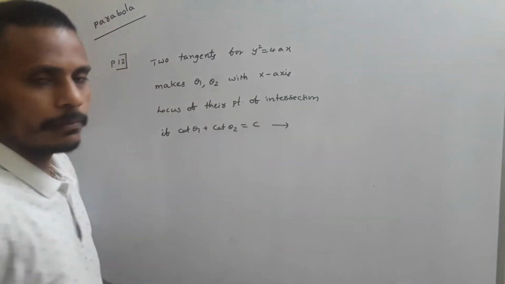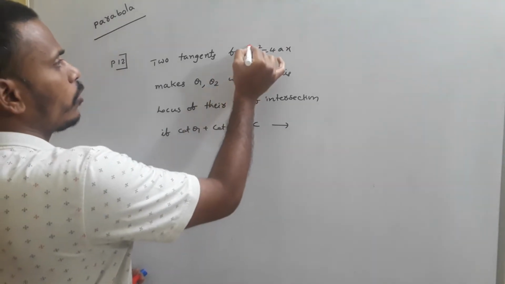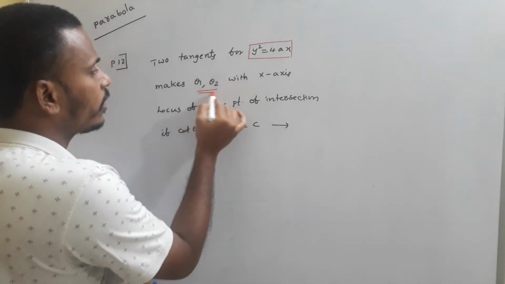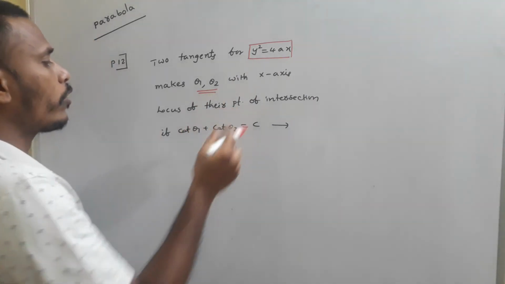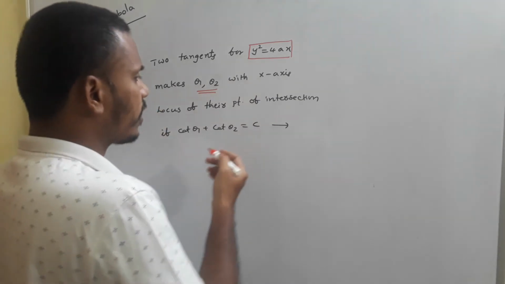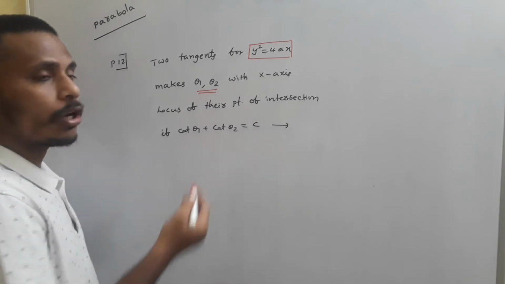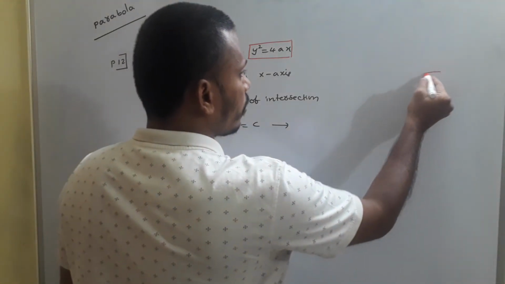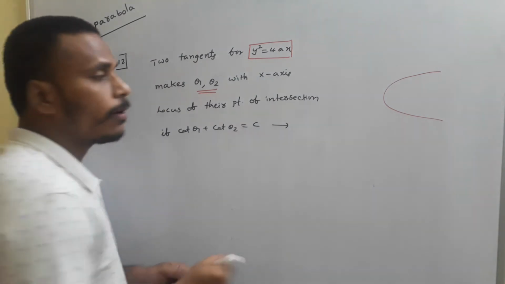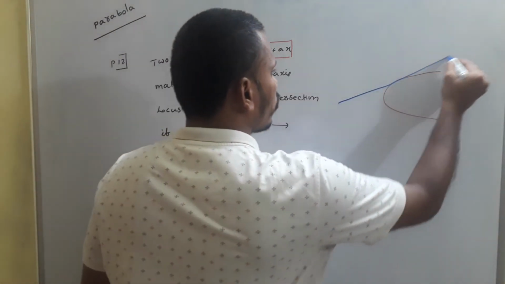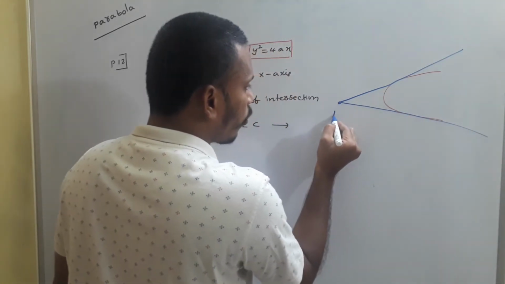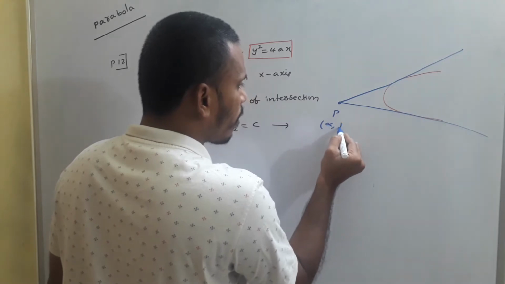So now next problem. Two tangents for y square is equals to 4ax make theta 1, theta 2 with the x-axis, find the locus of their point of intersection. So there are two tangents for this y square is equals to 4ax as they mentioned. We need to find out the locus of their point of intersection. Suppose this is the parabola y square is equals to 4ax, then for this parabola there are two tangents. You just say this is one tangent and this is another tangent, and the point of intersection of these two tangents is some P alpha comma beta.